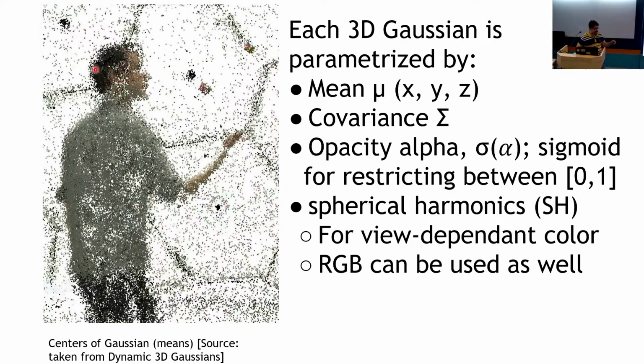Any questions here, like the modeling of the 3D Gaussian, is that clear? Are you able to relate it with NeRF, like how it can handle the view dependent colors and stuff like that? Okay.